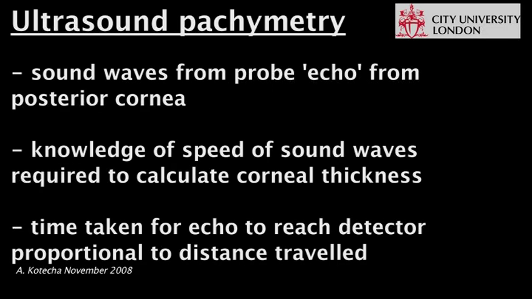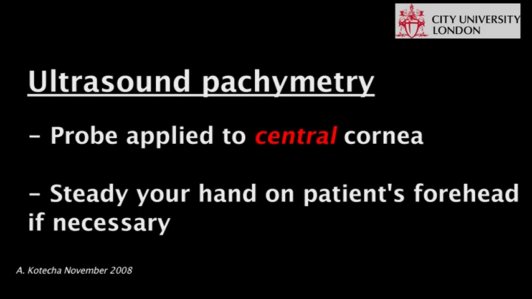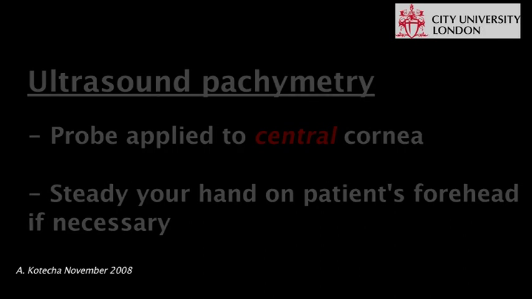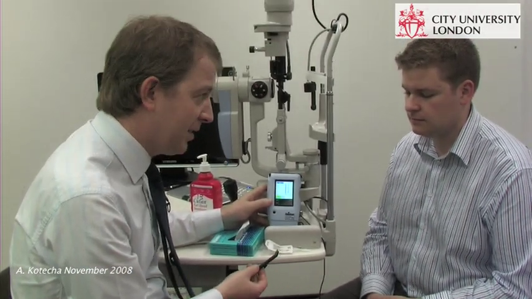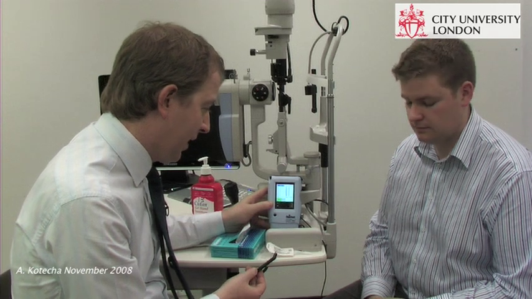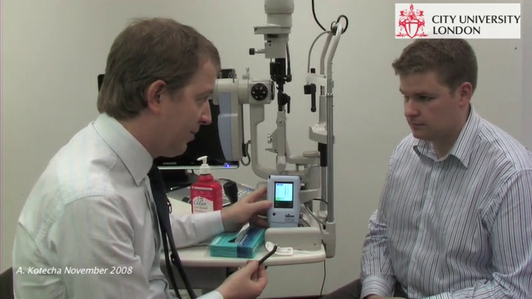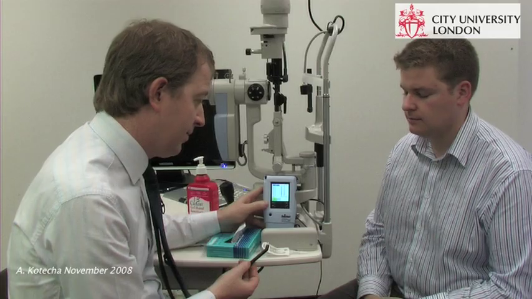As the sound waves pass through the cornea, they reflect or echo from the posterior corneal surface. By knowing the speed of sound waves emitted by the probe and the time it takes for the posterior corneal echo to bounce back to the detector, the corneal thickness can be calculated. Remember to apply the probe to the central cornea and rest your hand on the patient's forehead if necessary. So this patient's average corneal thickness is 597 microns, which is slightly thicker than average, meaning that intraocular pressure measurements may be overestimated.